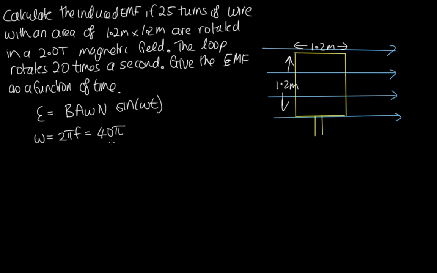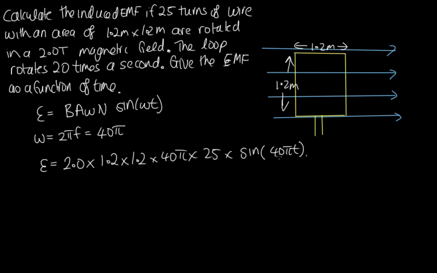And so now we can just substitute everything into our EMF formula. We've got our magnetic field strength, which is 2.0, times the area, which is 1.2 meters by 1.2 meters, times omega, which is 40 pi, times N, the number of turns, which is 25, times sine of 40 pi t. So this sine function is going to be our function of time. It will oscillate between minus 1 and 1. But the rest we can solve on the calculator. It is equal to 2880 sine 40 pi t. Now we should just give it to two significant figures, so let's write this as 2900 sine 40 pi t.